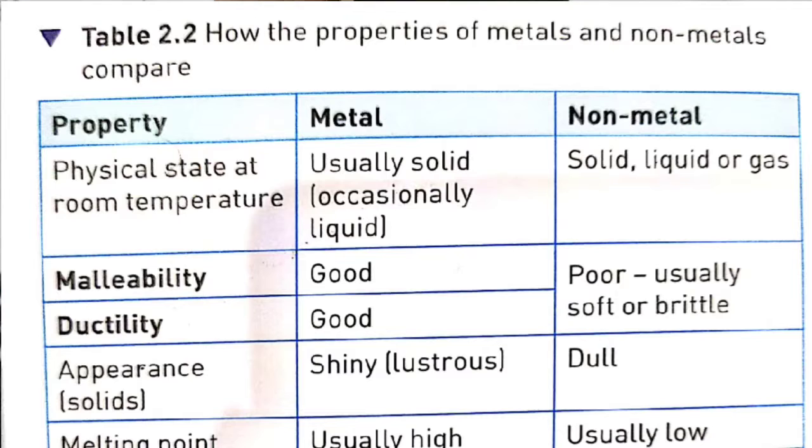Next, same page number 11, table 2.2, they have given you more characteristics about the properties. The first property is the physical state at room temperature. Metals are usually solids at room temperature and occasionally they can be liquid depending on the temperature conditions. And non-metals, they can be solid, they can be liquid and they can be gases.